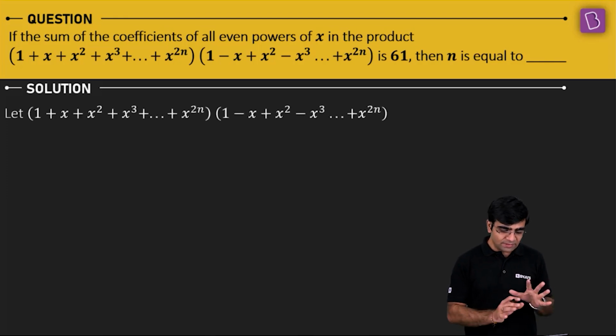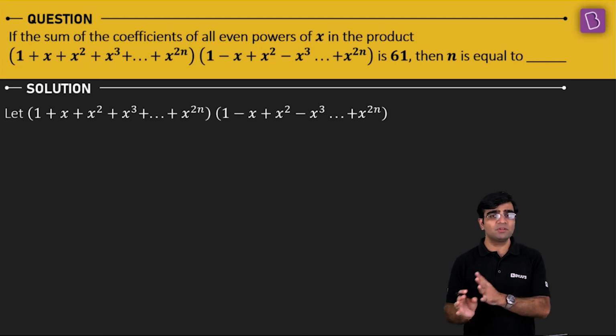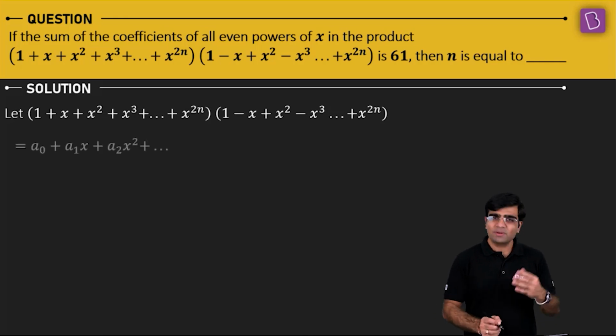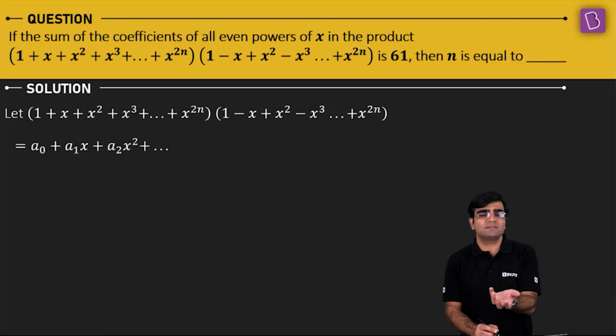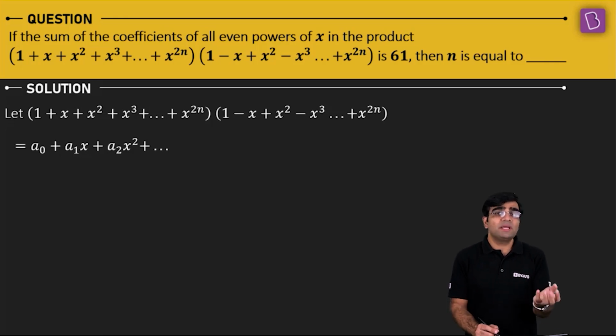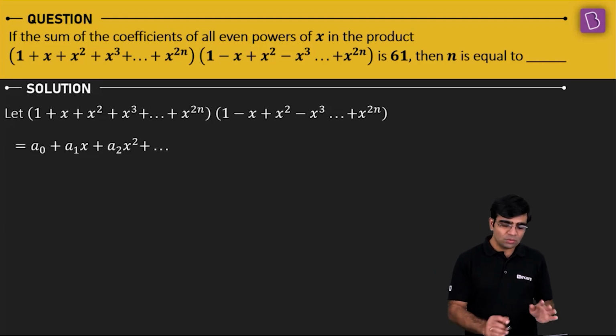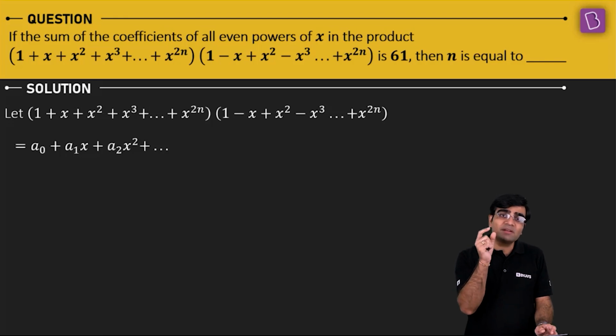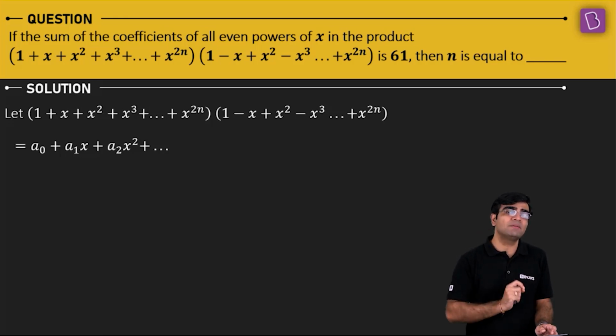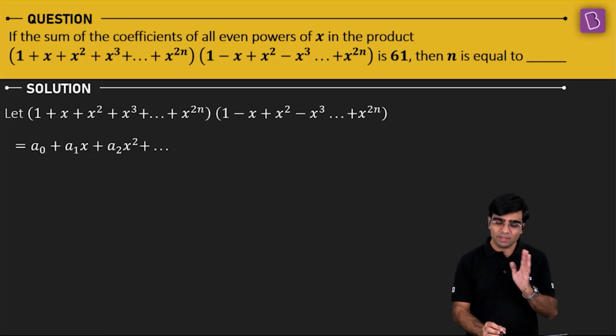So first of all, I'll consider this product. Whatever this product is, it has to have some powers of x, right? So I could write it as a naught x raised to 0, which is 1, so a naught plus a1x plus a2x square plus a3x cube and so on. I'm assuming the expansion to be somewhat like this. It doesn't matter whatever the coefficients a naught, a1, a2, a3 are, because I am interested in the sum of all the even powers. So let's keep that in mind.